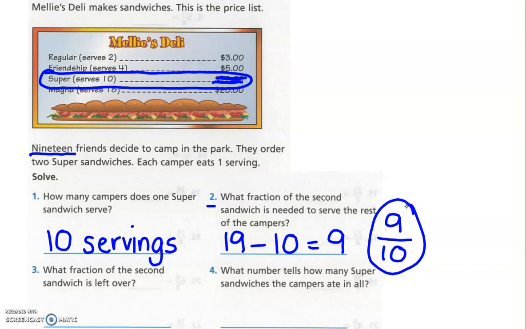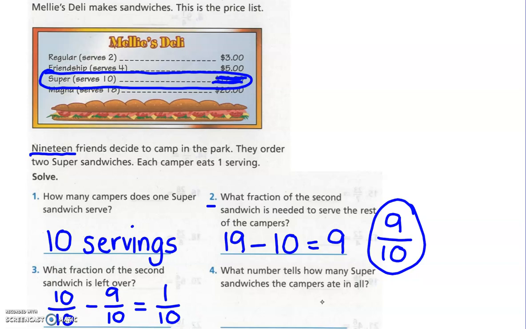Number 3 says what fraction of the second sandwich is left over? Well, this part should be pretty easy. We had a second sandwich that had 10 full slices. We ate 9 of them, which then means your share stays the same, which was tenths, and 10 minus 9 is 1. My final question says, what number tells how many super sandwiches the campers ate in all?